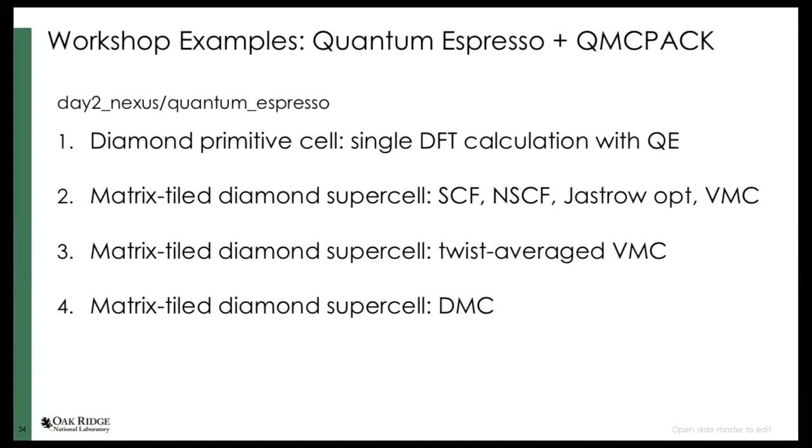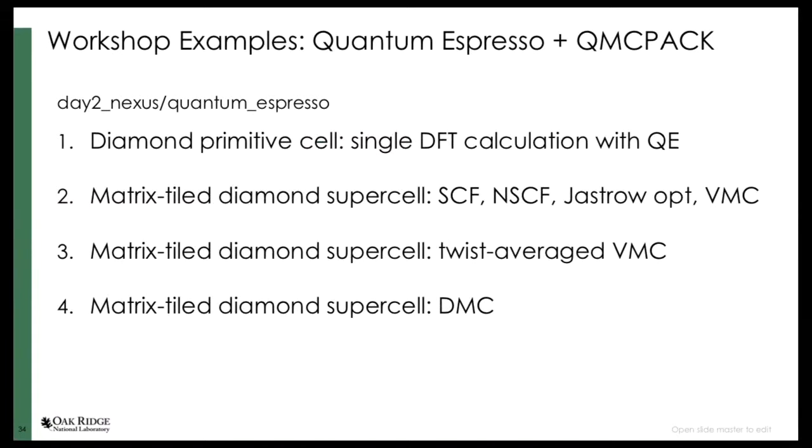So the second one is how to do a matrix-tiled diamond supercell. So you're doing a matrix tiling from the FCC primitive cell into an 8-atom cubic supercell, including SCF steps to converge the charge density, a non-self-consistent calculation to calculate exactly which orbitals you need to populate the supercell, orbital conversion, Jastrow optimization, VMC. Example 3 is again in the matrix-tiled diamond supercell, but adding the steps you need to do twist averaging, say in VMC, but the same applies to DMC equally well. And finally, the fourth example is in the matrix-tiled supercell to do DMC.